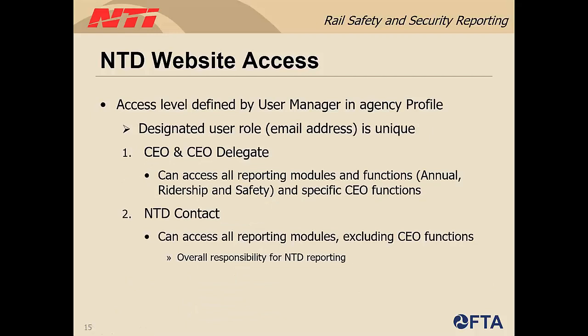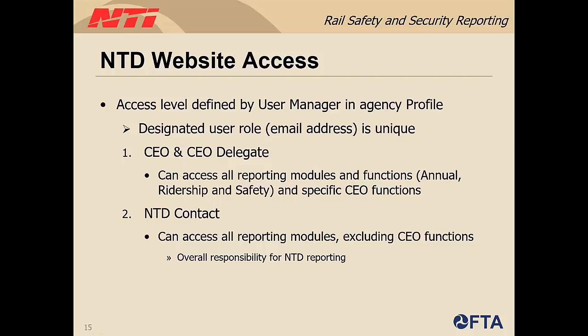The agency's user manager establishes a person's user role in the system. The user manager is also the point of contact if you need to have your user role changed. A person must be uniquely identified in only one role. There are 6 access levels for NTD reporting. The CEO, delegate, and NTD contacts have the highest level of access and full functionality to include the NTD annual forms, monthly ridership, and safety and security data.